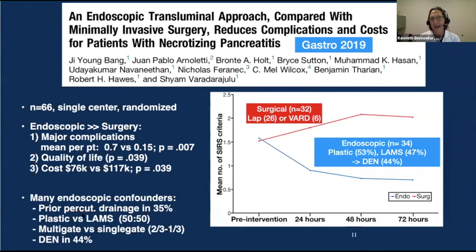There were many endoscopic confounders that I want to point out. 35% of the endoscopy patients had prior percutaneous drainage. Plastic versus LAMS, about half and half. So we're not necessarily comparing apples to apples. The multi-gate procedure was performed in 2/3, and that's something the Florida group likes to do, the multi-gate versus single gate. And this was done with both plastic stents and LAMS. And then, as mentioned, necrosectomy, direct debridement, was performed in only 44%. So not everyone got necrosectomy.